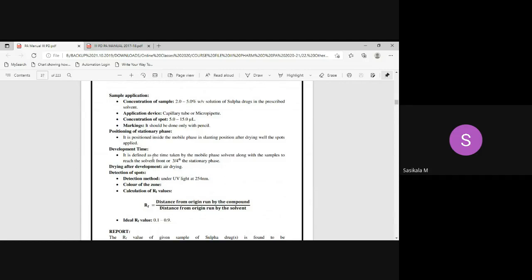Now, the role of selecting the mobile phase. What combination is used? Acetone and toluene in the ratio of 2:8, volume by volume. Now let's move on to sample application, that is, the sulfur drug.